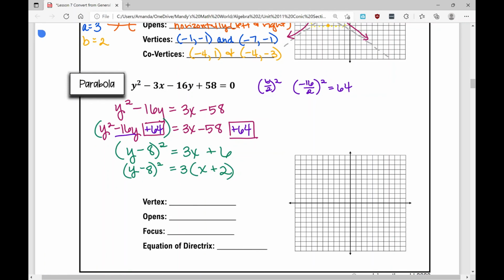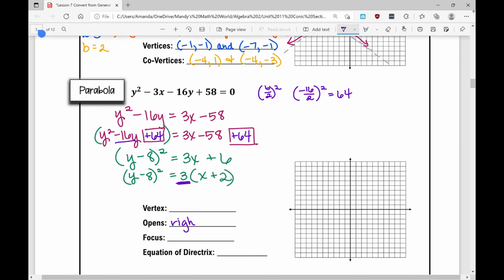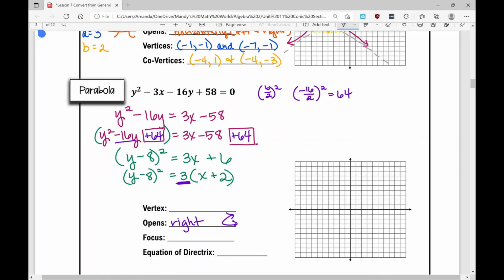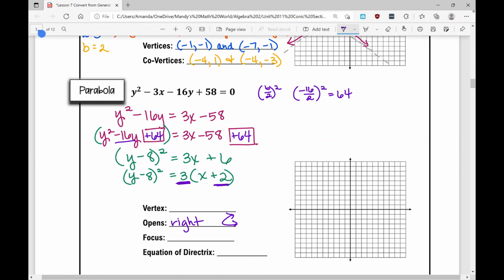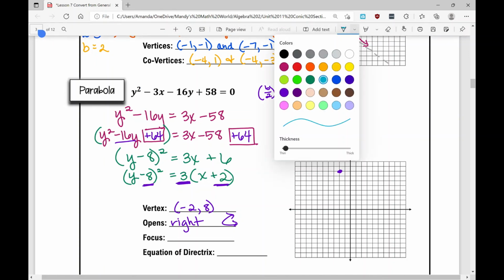So let's go ahead and talk about how this is going to open. I know it's going to open horizontally, and because this p, or the number in front of that x term, is positive, I know it's going to open right. If that p were negative, it would open left. So it's going to open this way. Now where's the vertex? The vertex is going to be at -2, +8. So let's go ahead and graph that. That's right up there.